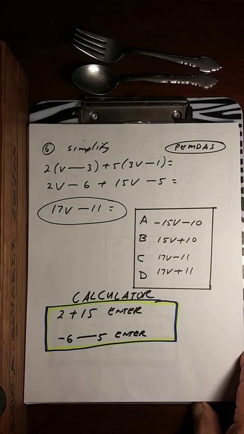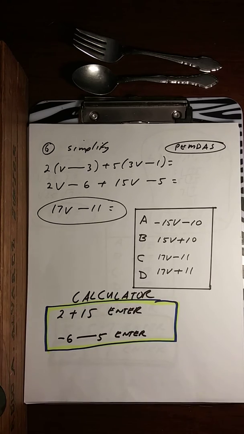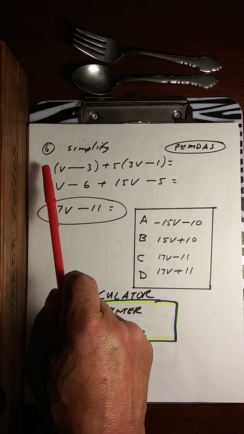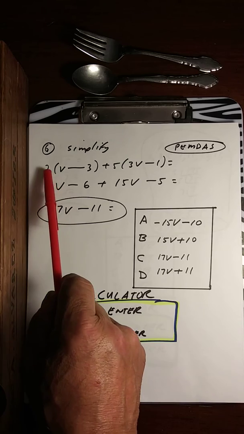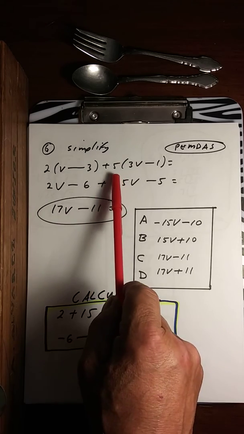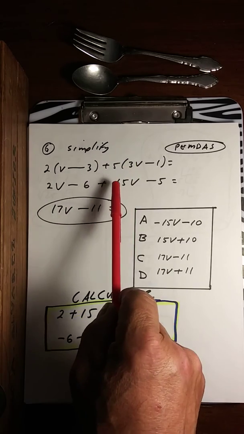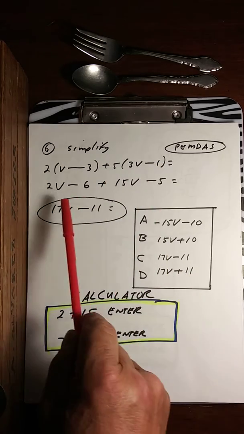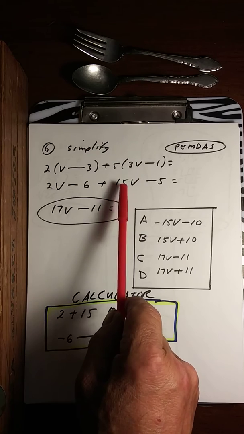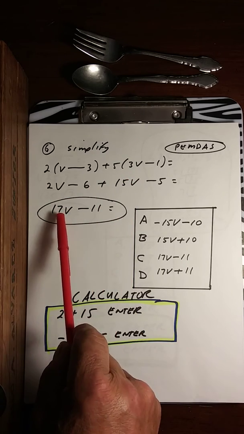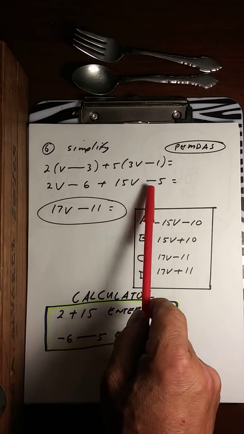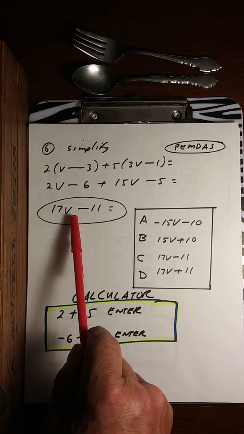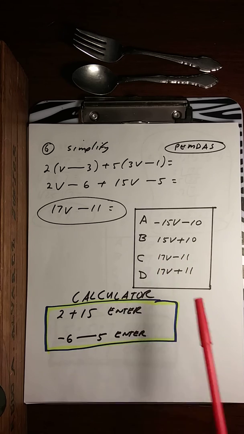Alright. This one. Simplify this. We have to multiply the parentheses stuff first. So 2 times that, 2v. 2 times that, minus 6. Positive 5 times that is 15v. And 5 times that is 5. So 2 and 15, add them together, is going to give you 17. And negative 6 and negative 5 is going to give you negative 11, which is this expression. So 17v minus 11 is right there.